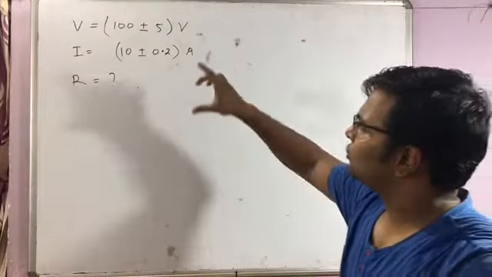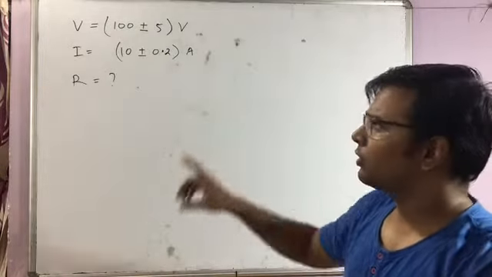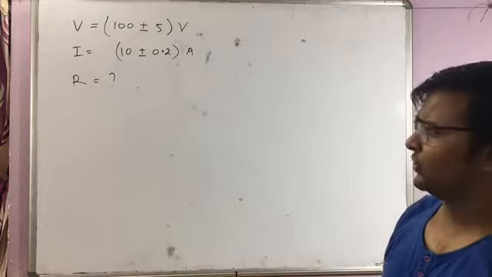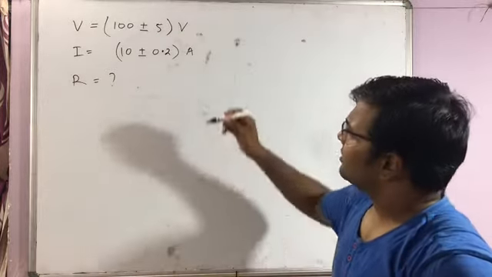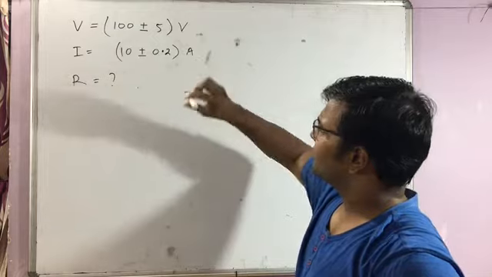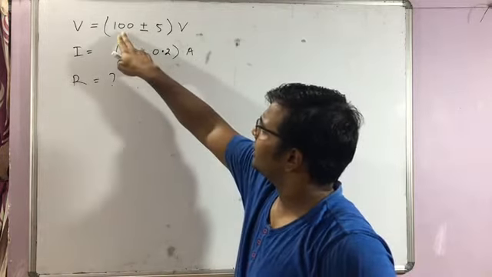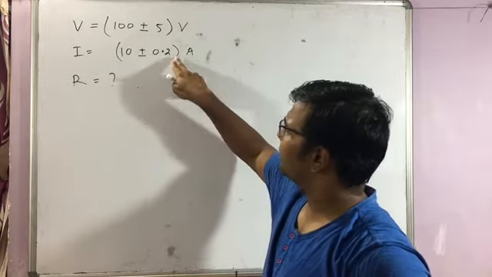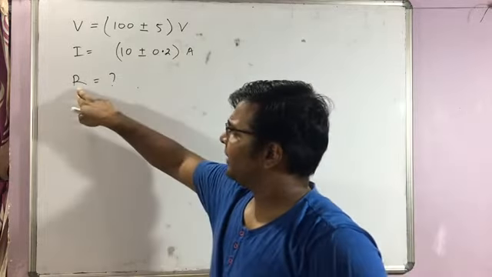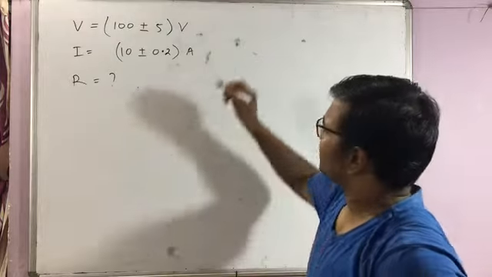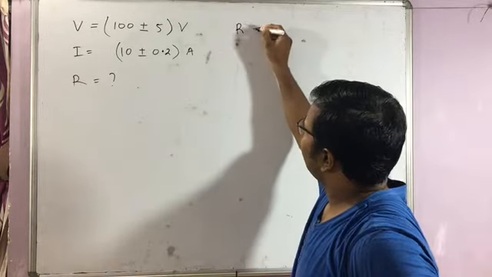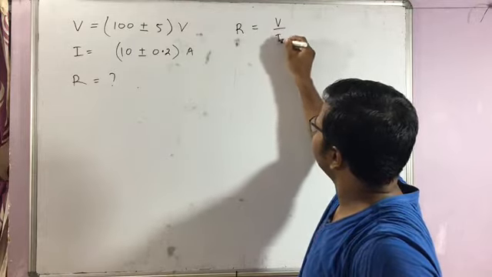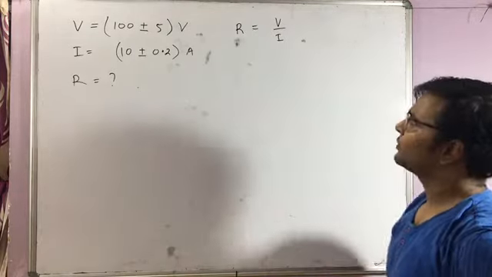Now let us solve a question related to error in a product or a quotient. Suppose the measured value of the voltage is given in this way, 100 plus or minus 5 volt, and your current is given by 10 plus or minus 0.2 ampere. Find out the resistance in that circuit. We know the formula R is equal to V by I, voltage divided by the current.